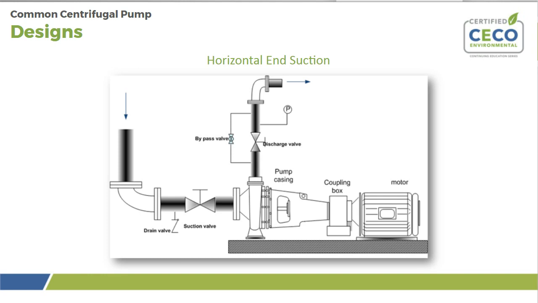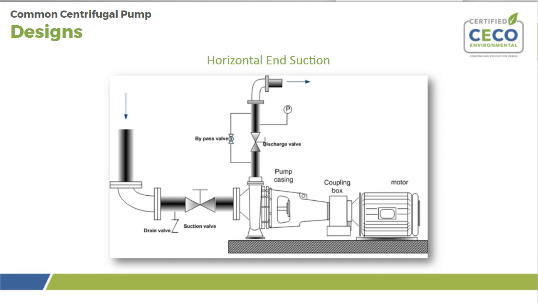This is also referred to as a long coupled arrangement as opposed to close coupled. With close coupled, imagine the bearing frame, the part between the coupling box and the casing, no bearing frame assembly being there, and the impeller directly mounting on to the end of the motor shaft. So we have a horizontal end suction arrangement, long coupled in this case; close coupled has no bearing frame, with the impeller mounting directly on the end of the motor shaft.